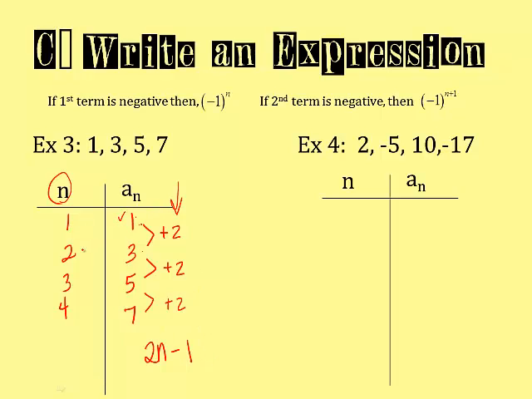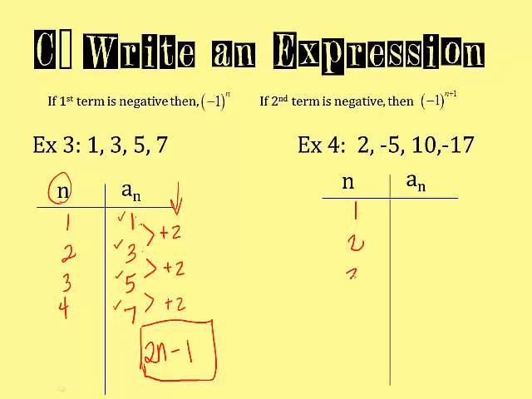Then you check it for the second term. 2 times 2 is 4, minus 1 is 3. Good. Third term, 2 times 3 is 6, minus 1 is 5. Fourth term, 2 times 4 is 8, minus 1 is 7. So it works for all my terms. So as long as it works, that's my expression right there. Some of them are very simple, and this is a linear one because something's being added commonly or subtracted. It could be positive or negative here. So it's a linear expression. Okay? Let's try another one.